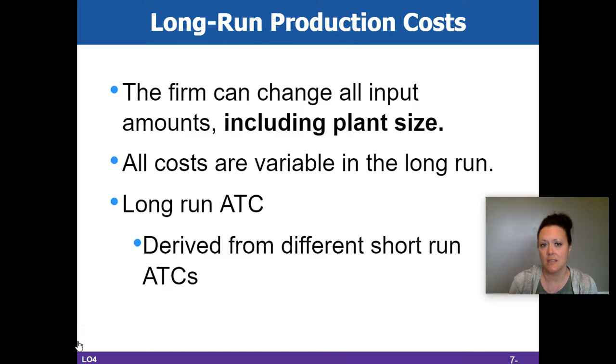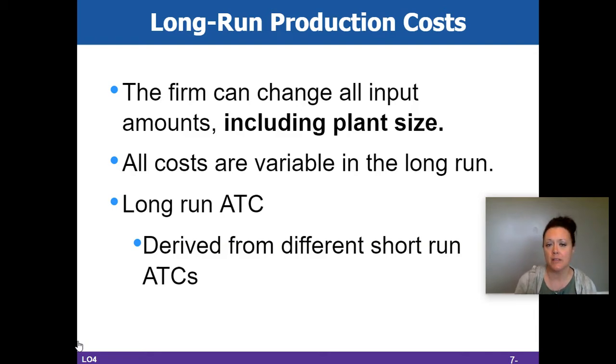So I alluded to this in the last video. Long run production costs are referring to the time horizon in which a firm can change all input amounts, including their plant size. So this is no longer the time horizon where we're just working with the fixed four walls that we've got now. This is enough time that we could expand that or contract that. In the long run, all costs are variable, because you can make changes as needed.